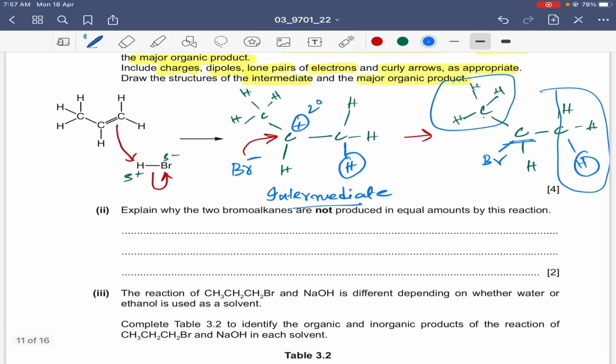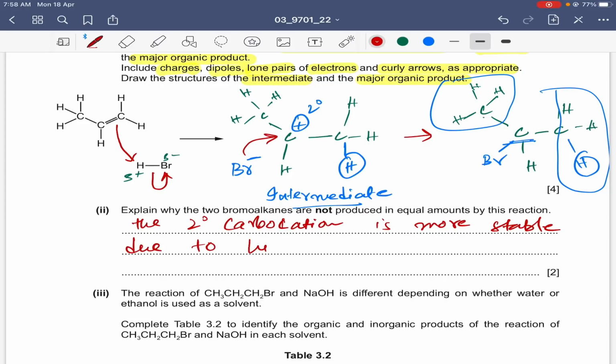So explain why the two bromoalkanes are not produced in equal amounts by this reaction. Because the secondary carbocation is more stable, so there are more chances of forming the secondary carbocation. Why is it more stable? Due to higher positive inductive effect. And what is positive inductive effect? The electron releasing effect.